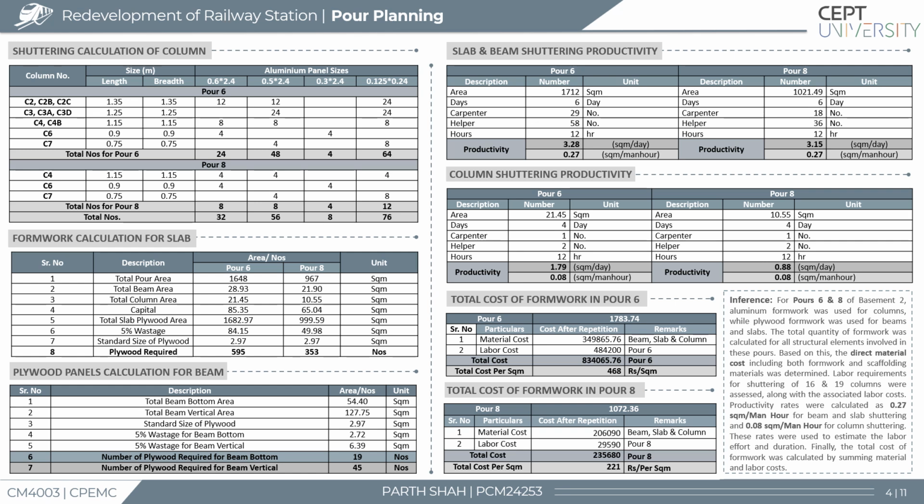Labor productivity for beam and slab shuttering was found to be 0.27 square meters per man hour and for column shuttering 0.08 square meters per man hour. Total formwork cost was computed by combining material and labor cost. This planning ensures that the required resources are mobilized in a timely and cost-effective manner.